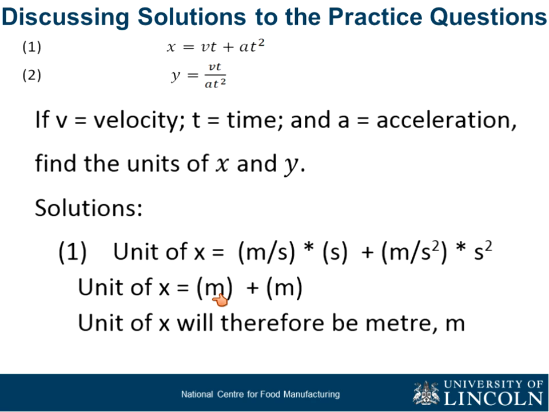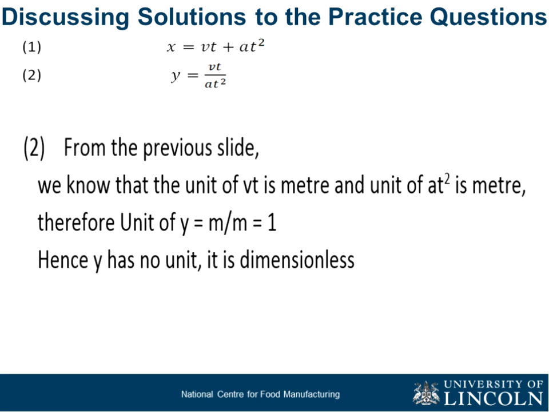Now, let's look at our y. Our y is vt over at squared. We've proved that our vt is m, and our at squared is m. M is up, m is down. So when m cancels m, we are left with what? 1. So we are left with 1. So we can equally say that our y is going to be dimensionless. Our y has no unit.